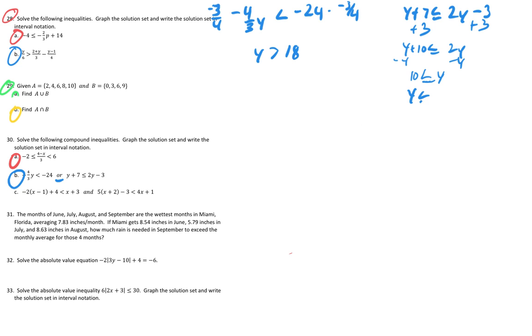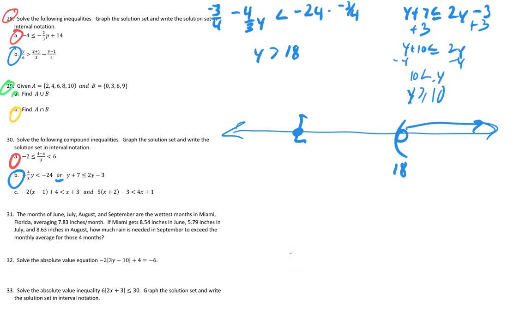Then we can flip that so it's a little easier to read. Y greater than or equal to 10. So now, if we were to graph this on a number line, we'll graph this one first, have an open hole, and then this kind of parenthesis looking thing. Either one should be fine. At 18, we're greater than that. Then over here at 10, we have a closed dot or a bracket, and we're also greater than that. So we can see that there's overlap to this.